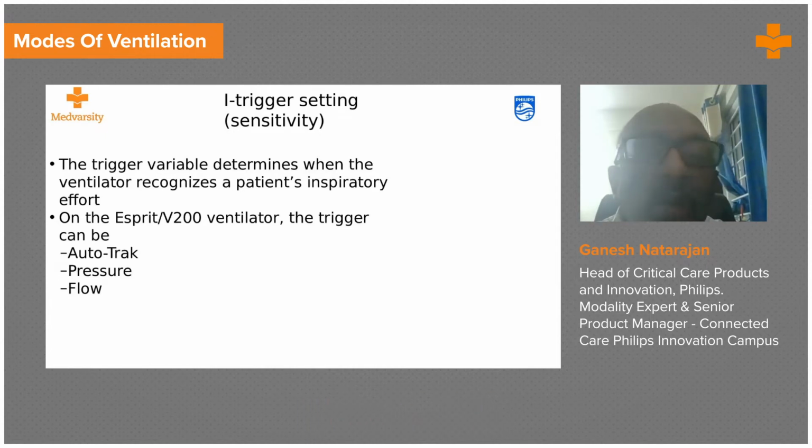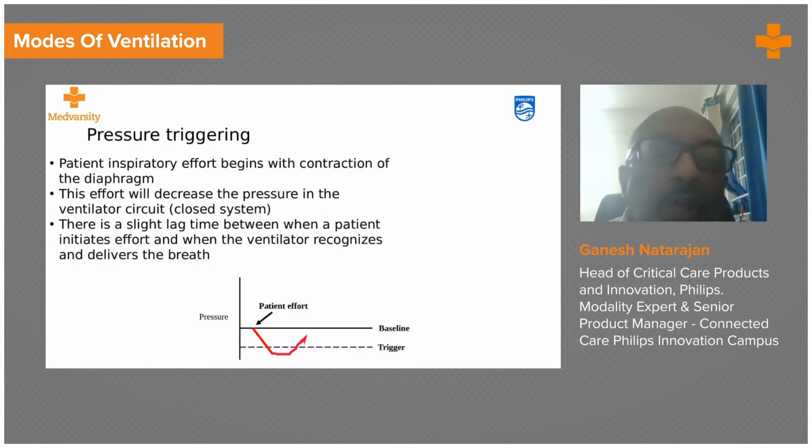Now, I've talked here on the SPRE V200. I don't want to pitch the Philips equipment here. There is a separate trigger in these machines called an auto track, which I will not go into here because I want to keep focus on the basics which most of the ventilators have. So as I said, you have a pressure trigger and you have a flow trigger.